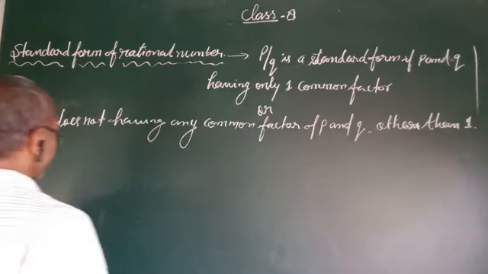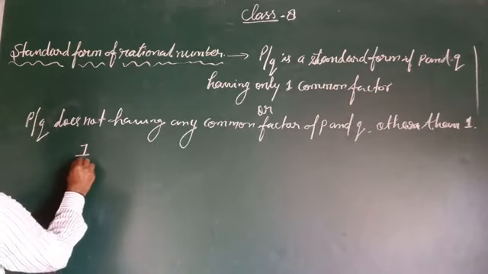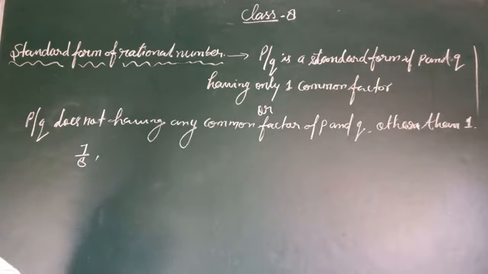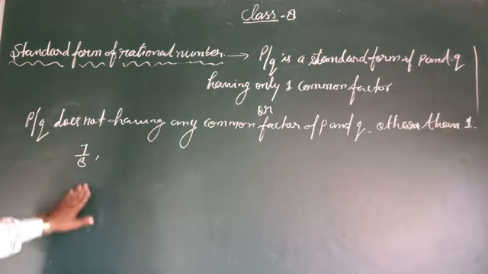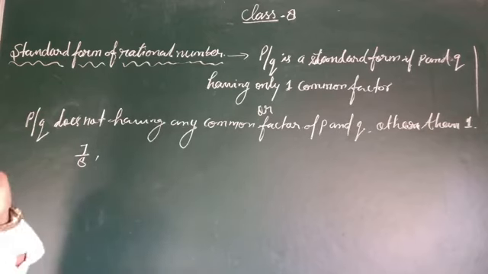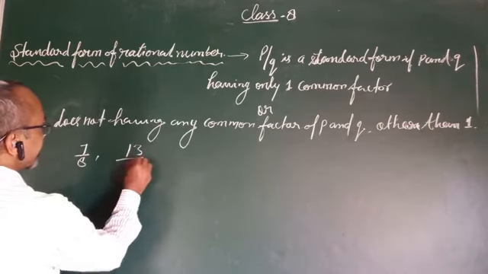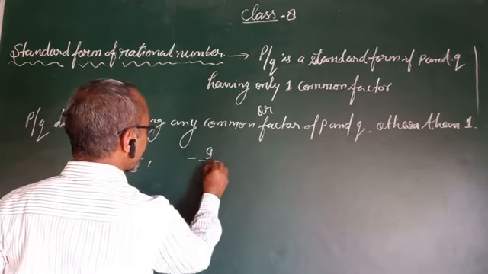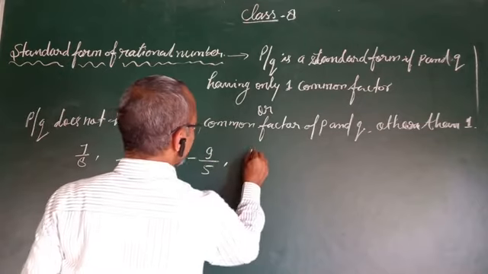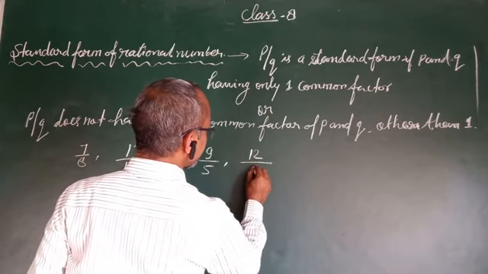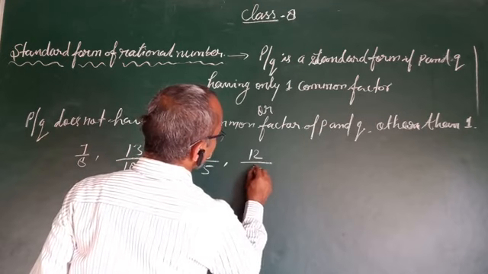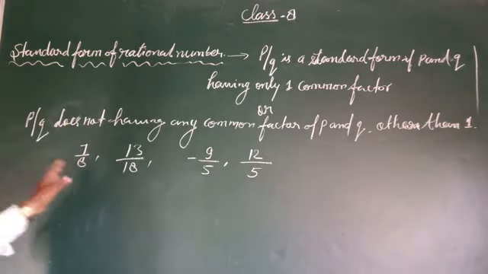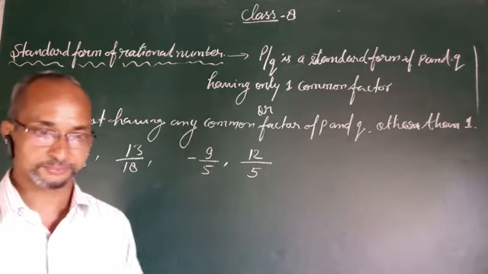For example, 7 upon 8. 7 is a prime number, 8 is a composite number, but 7 and 8 have only one common factor, 1. 13 upon 18, minus 9 upon 5, 12 upon 5. These are examples of the standard form of a rational number.